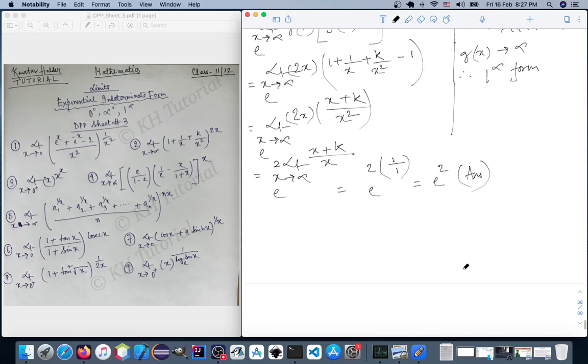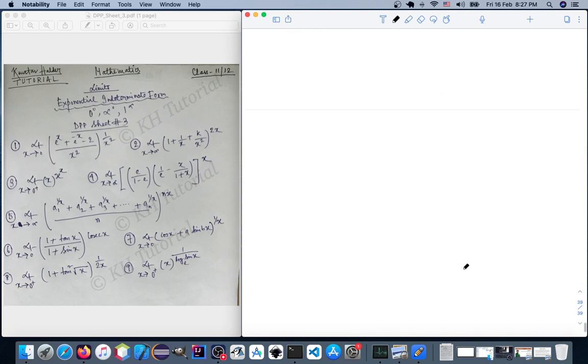Let's see the next problem. The next problem says limit x tends to 0 plus x to the power x. Now over here we see f(x) is x and g(x) is x to the power x. So f(x) is obviously tending to 0 as x is tending to 0 plus.